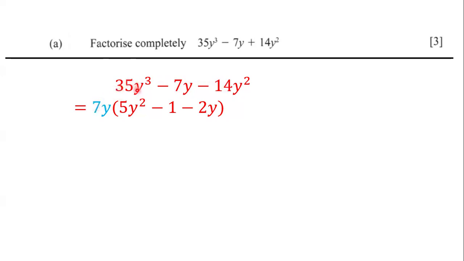Next, we notice that this expression has y, this expression has y, and this expression has y as well. And so y goes on the outside. And so on the outside, we have 7y.